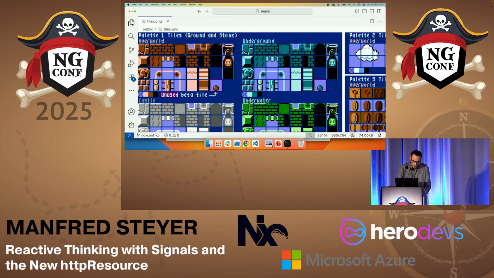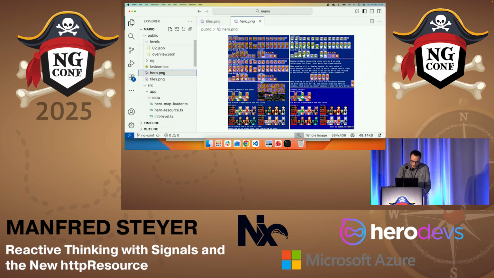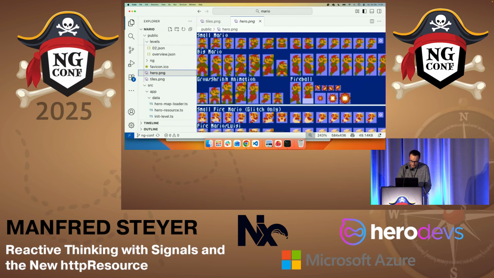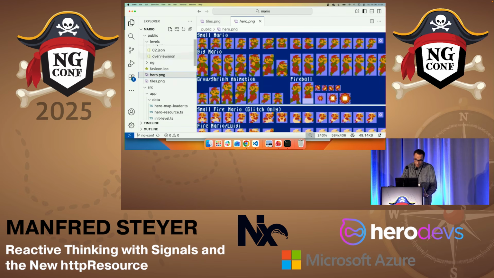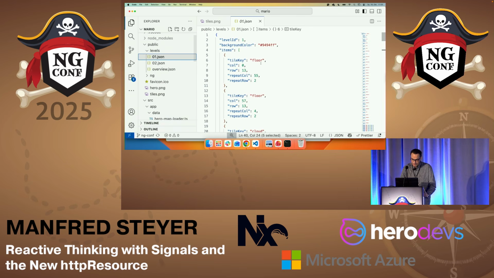Besides this, we also have a tiles map for the heroes. Here we have Super Mario in several frames, running frames, jumping frames, and so on. And what I added on the top is a level description file. And this was the most fun.